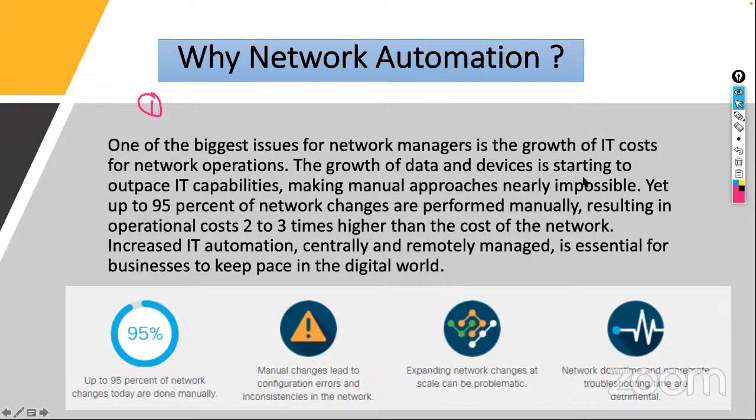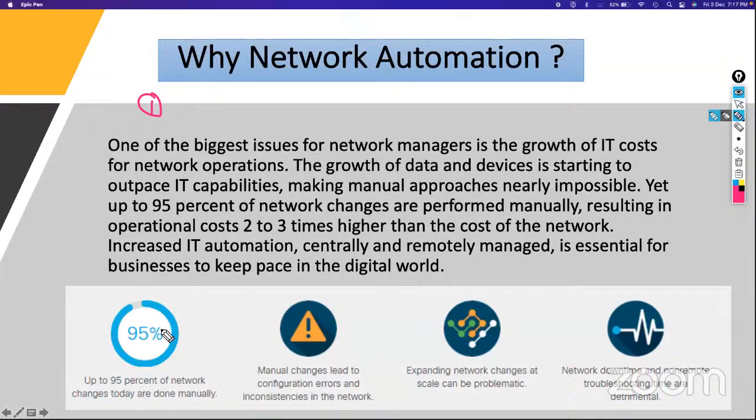So this is the slide from Cisco, guys, and Cisco has been telling us that up to 95% of network changes today are done manually. Obviously, we all are doing that. I think only a few companies, excluding Cisco or a few multinationals, are using network automation in their organizations right now. Manual changes lead to configuration errors and inconsistency in the network, obviously.